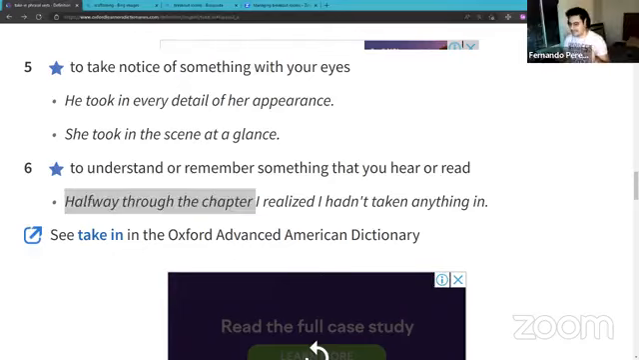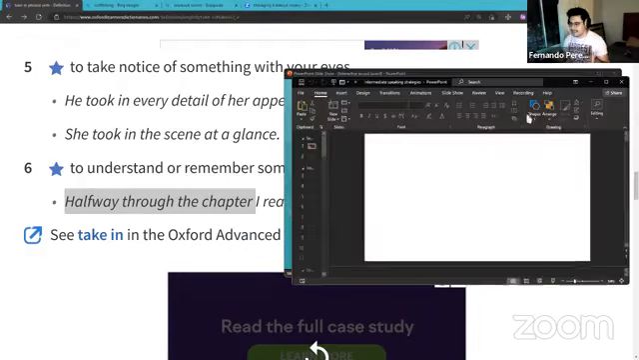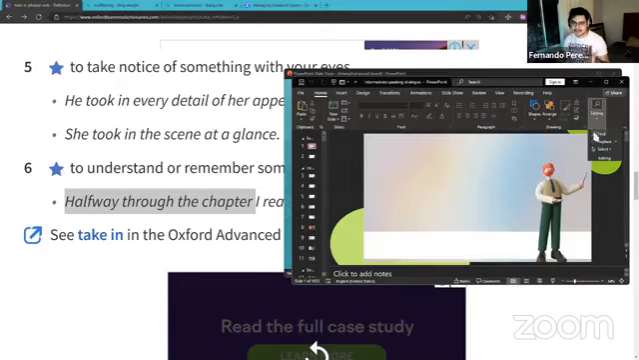Let me show you a photo. I have one from the previous level. I showed this to the students. Through.